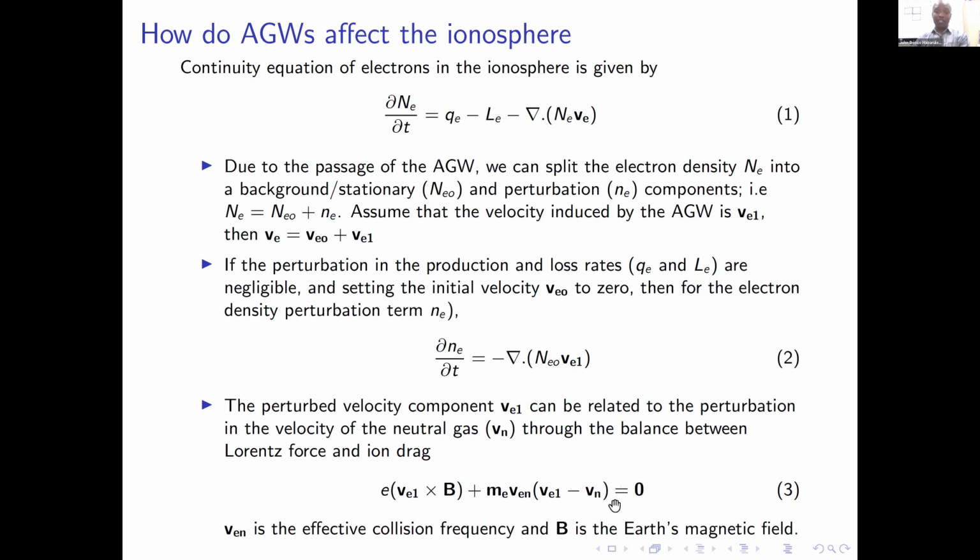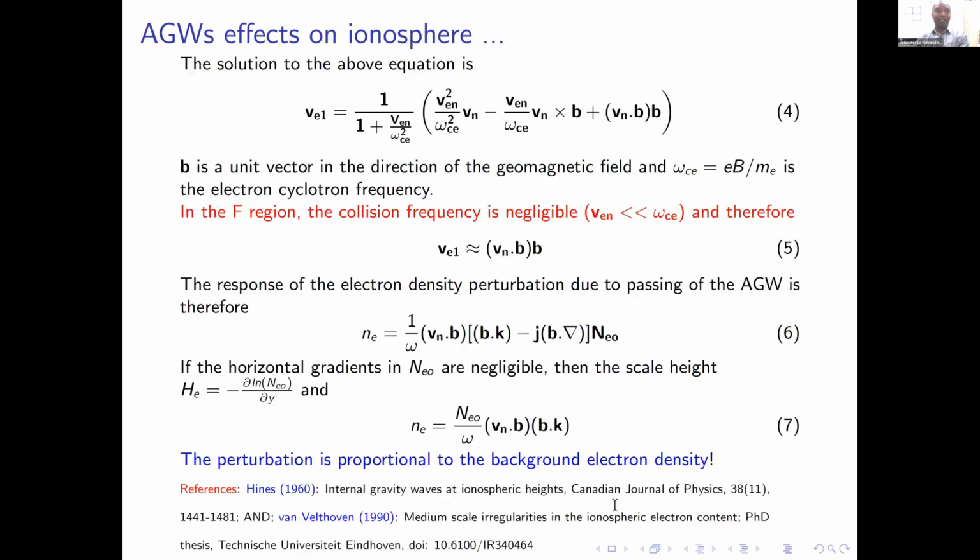And B, of course, is the Earth's magnetic field. Now, the solution to equation 3 will be equation 4. Of course, we will not go into details, but the important things I'm going to point out are this perturbed component, VE1, and the omega CE, which is the electron cyclotron frequency. And B, in this case, is our unit vector in the direction of the geomagnetic field.